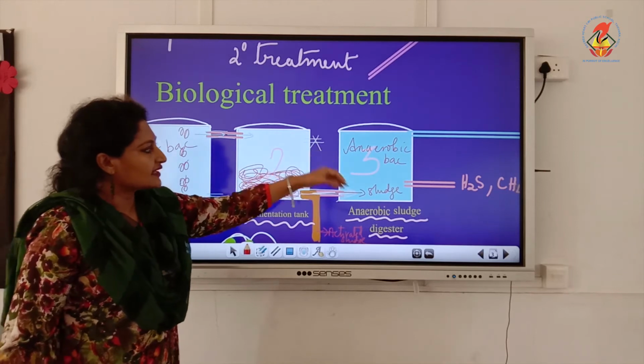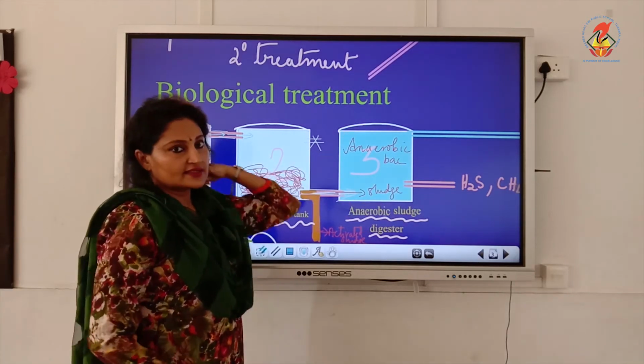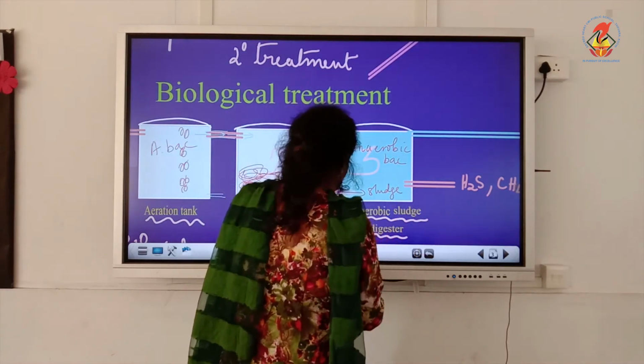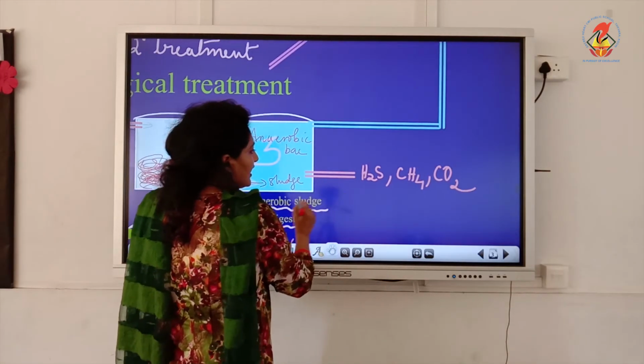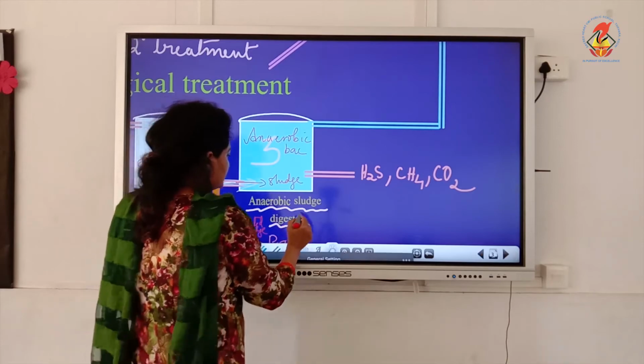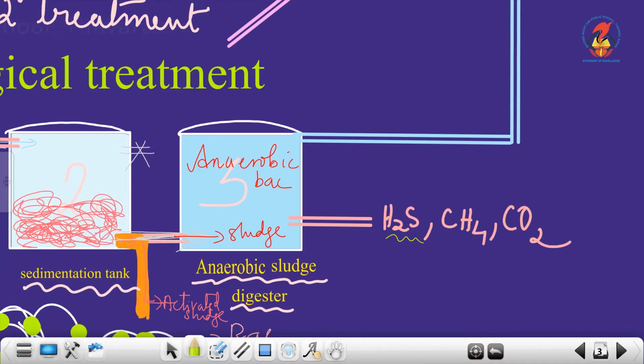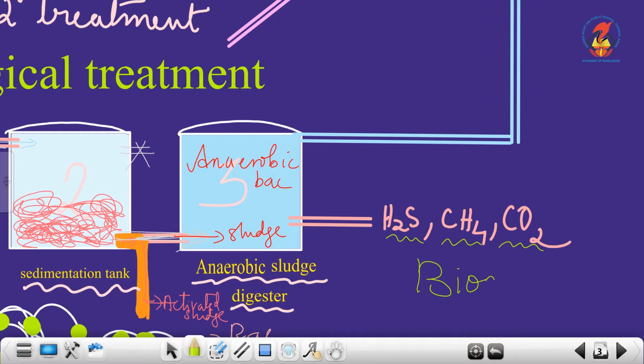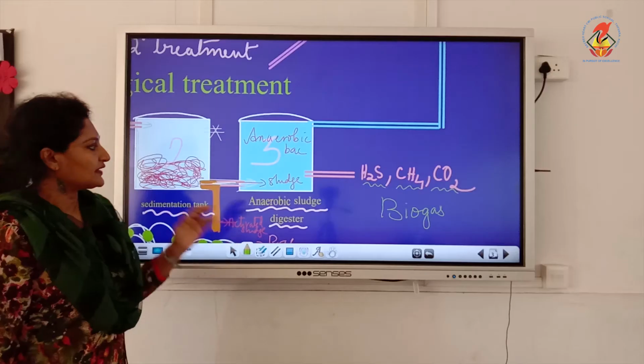digests this sludge anaerobically, and the end product of this digestion is a mixture of gases like hydrogen sulfide, methane and carbon dioxide. What are these gases? These gases are biogas. They are highly inflammable and can be used as biogas.